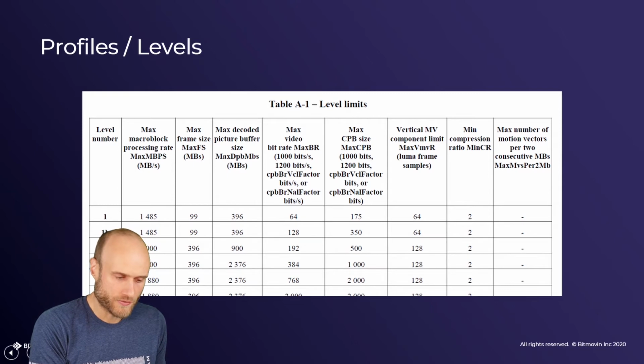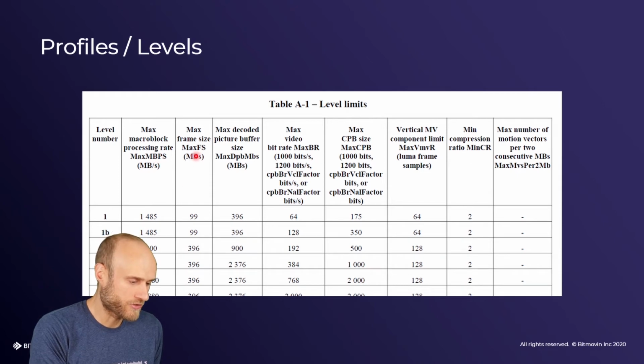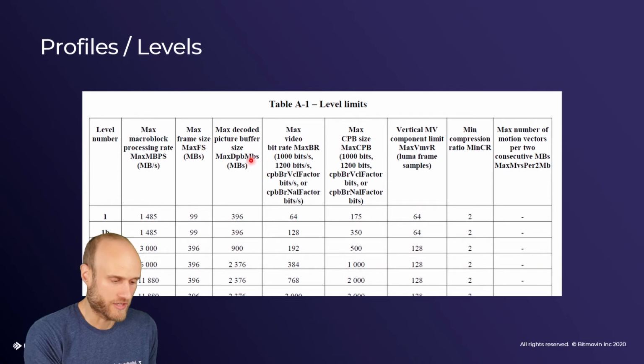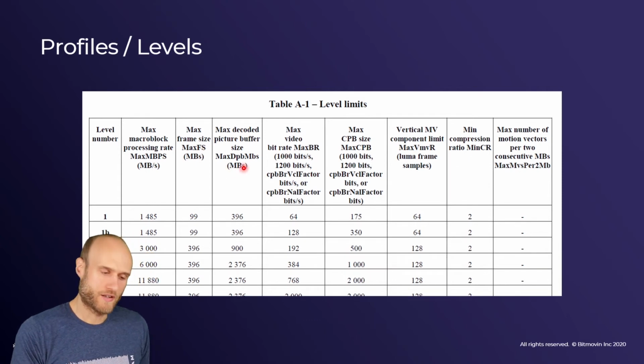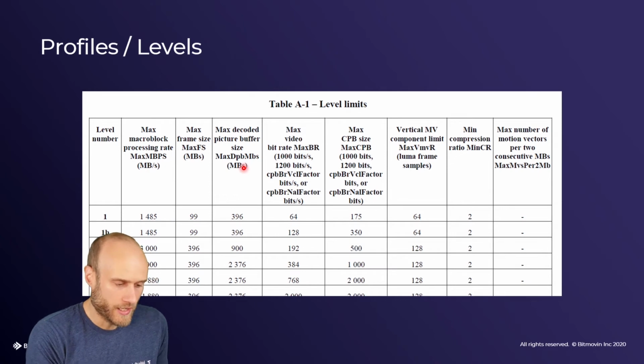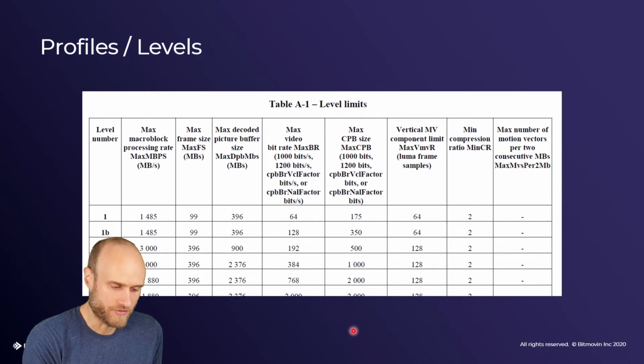And this is H.264 and some of the values are quite easy to set and to check, which is the number of macroblocks you can process per second, the maximum frame size that the decoder can process, or also the maximum number of decoded picture buffers that you have. It's just in megabytes. And two more values which are defined here in the level limits are the max video bitrate and the max CPB size, so the coded picture buffer size.